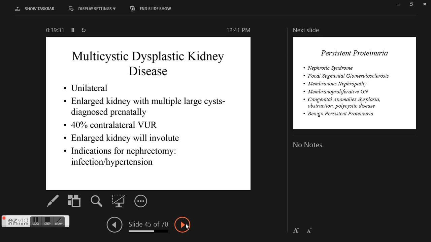The enlarged kidney will involute. People ask me, well, if it involutes, do you take it out? We generally don't take it out unless you start seeing a lot of infections in that kidney or if they start having hypertension. Then you might. But as a routine, we do not take out that cystic kidney. One other thing I wanted to mention with this is that later on, as we follow ultrasounds in the good kidney, you'll actually see compensatory hypertrophy. So that kidney may appear a little bit larger than standard, and it's just something for you to know. That's a normal phenomenon. Okay.